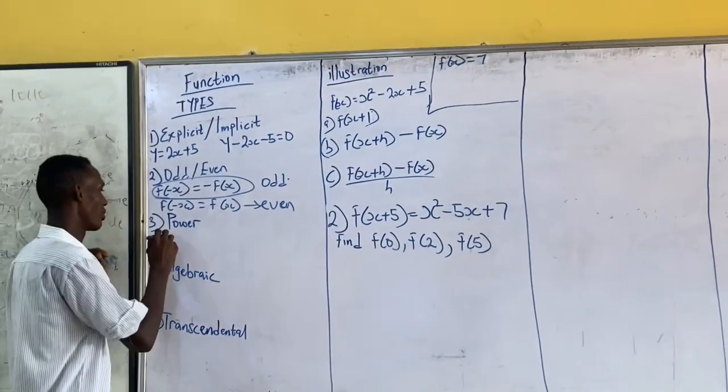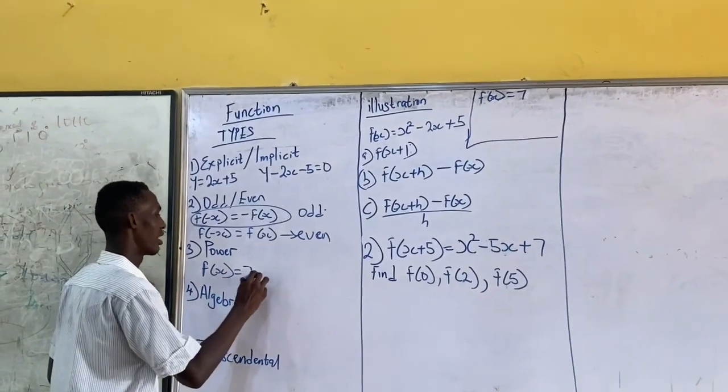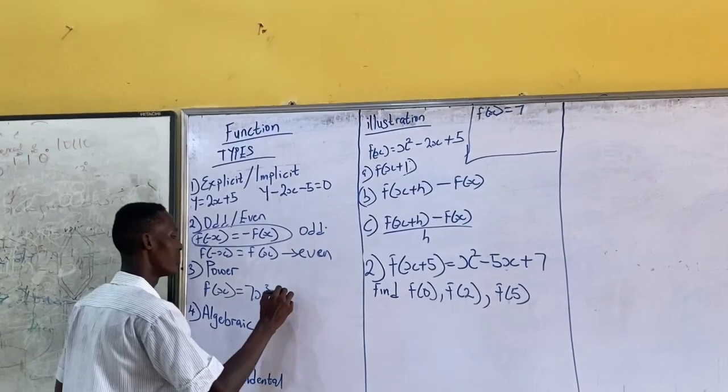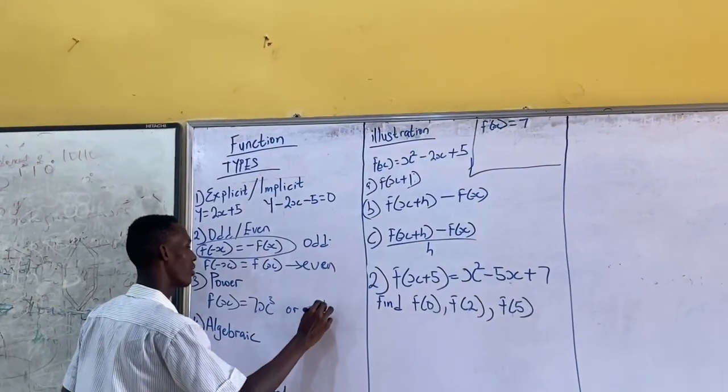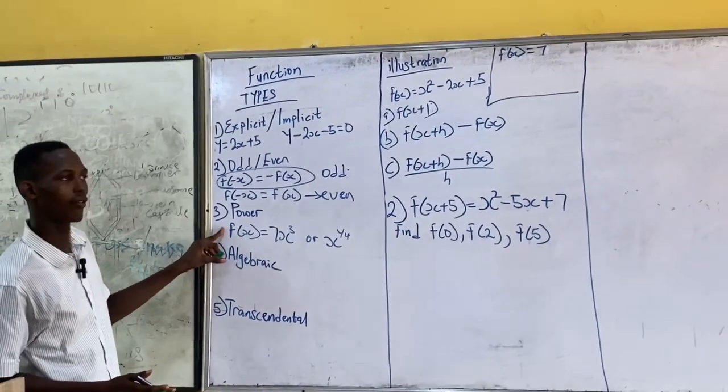Then the next one is power function. This is very easy to know. Your f of x is equals to what? 7x to the power of 3, or x to the power of 1 over 4. It is obvious from what we are saying here. This is called a power function.